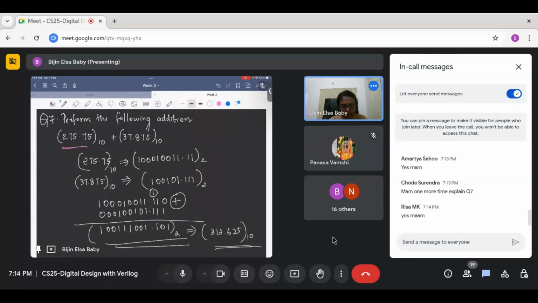So 1 will come here. Then there will be a carry here. 1 plus 1, 0. Plus 1. 1 will be here. Then again a carry will come here. 1 plus 1, 0. 1 carry will be here. You have to do the addition. So you will get this value. Then once you get the binary value, you need to find out the decimal equivalent of this binary number.